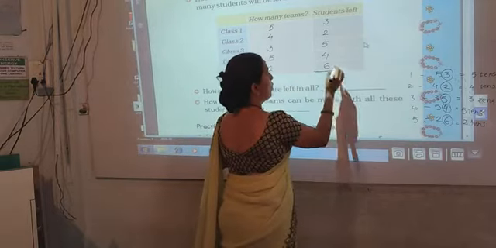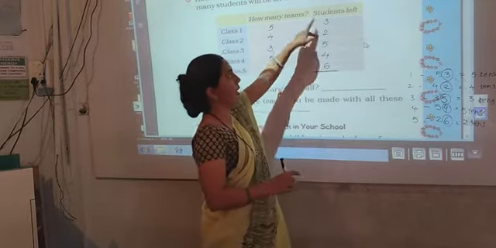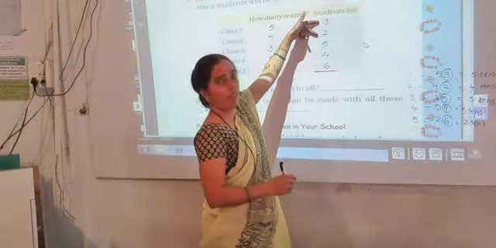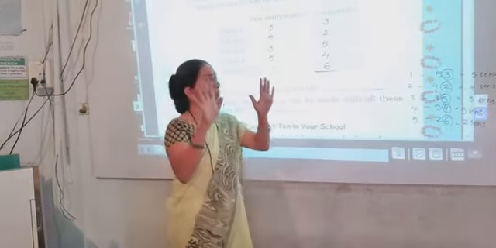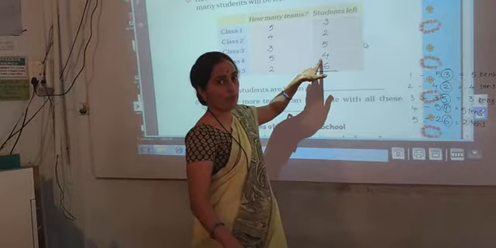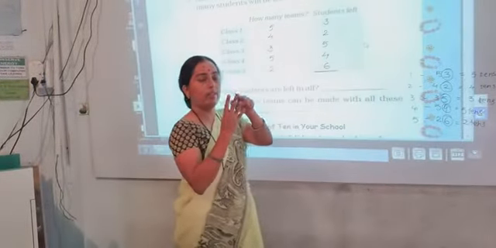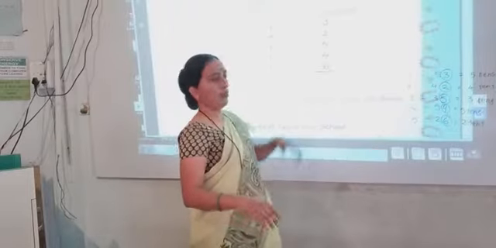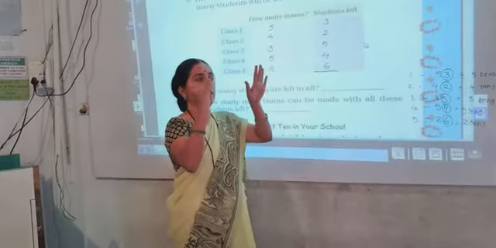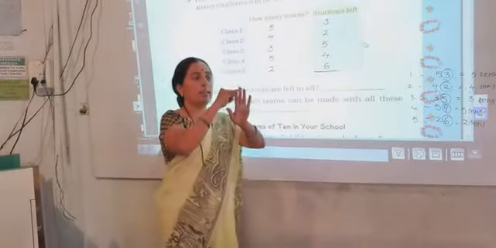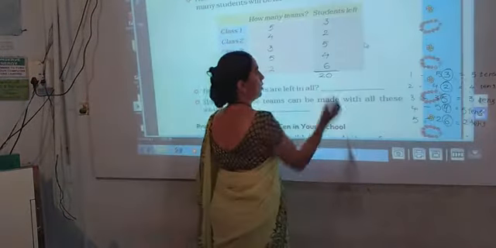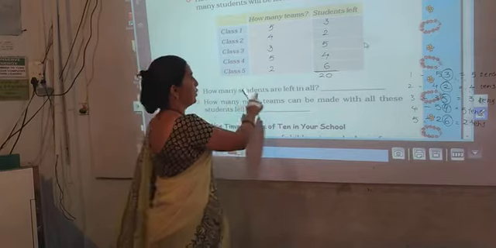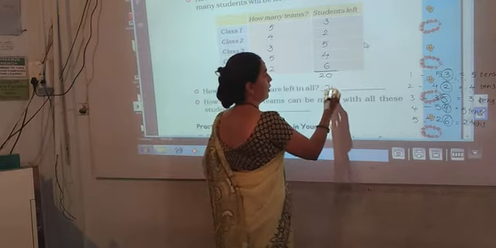How many students are left in all? We have to do the addition. 3 plus 2. How many? 5. Again 5 plus 5. 10. 10 plus 4. 11, 12, 13, 14. Again 14 plus 6. 15, 16, 17, 18, 19 and 20. So how many students are left here? 20 students. So how many students are left in all? 20.